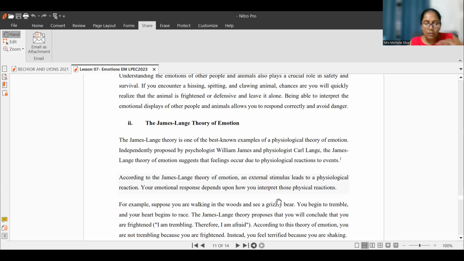Okay, write down James Lange theory of emotion. Put arrows and write down: incident, arrow, physical changes, arrow, interpretation, then put an arrow, then interpret the emotion. Then finally we try to say clearly what is emotion.